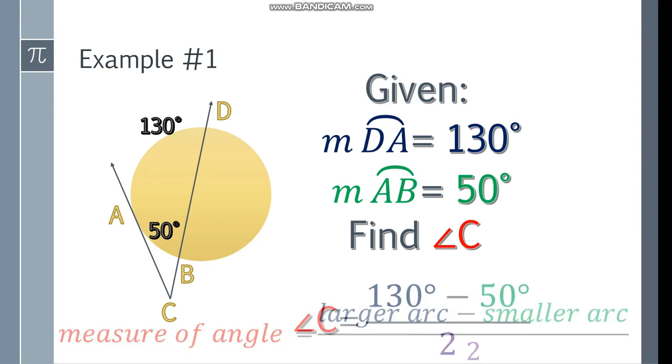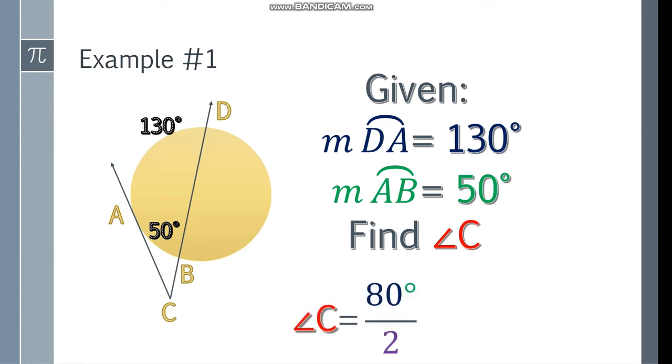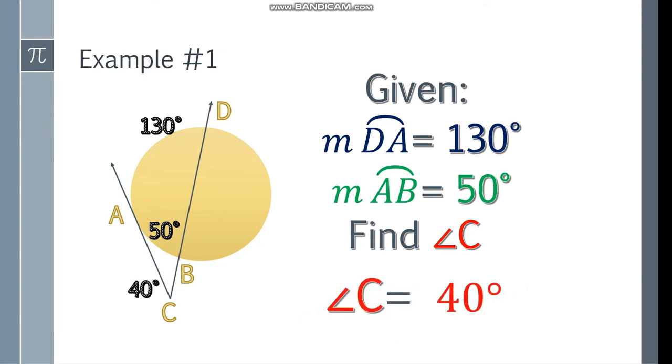Substitute natin. So, angle C ay 130 minus 50, at yung sagot, divide natin ng 2. 130 minus 50, that will be 80. So, yung 80, divide mo ng 2, ang sagot ay 40. So, 40 degrees ang external angle na to. Kung may tangent ka dito at may secant, 40 to.